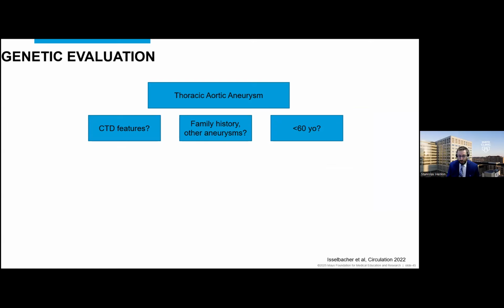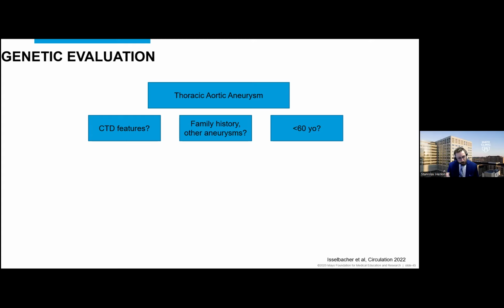And I hear this all the time. Oh yeah, my dad died at 50. They said he had a heart attack. Okay, did he have prior heart attacks? No. How did he die? In his sleep? Did they do an autopsy? No. So that's not a heart attack. That should be an aortic dissection until you think otherwise.